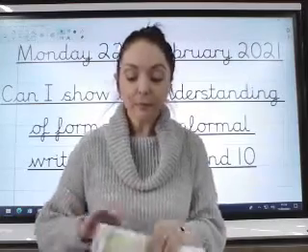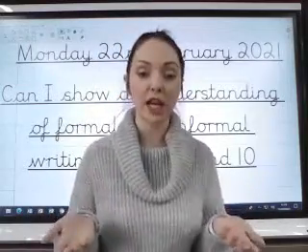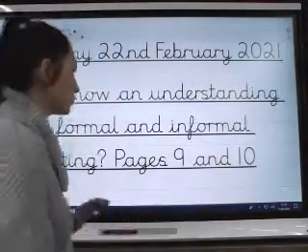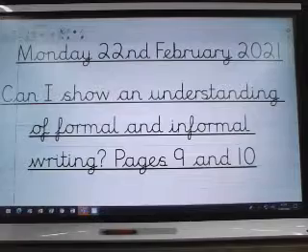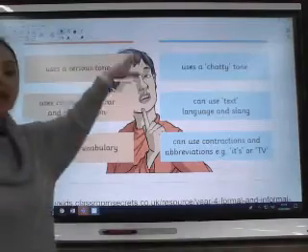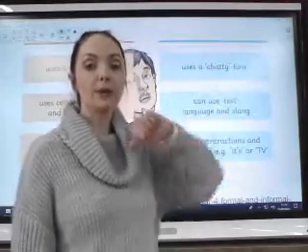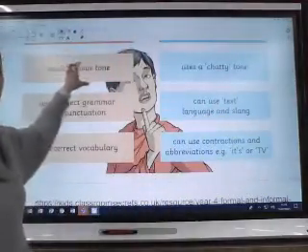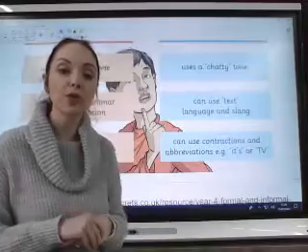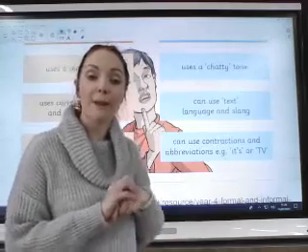Before we even get started on the work in our book, I want to go over with you what formal and informal language is and how we can spot it, and when we use them, because we use them at different times. So let's have a look. Formal is using a serious tone, whereas informal is using a chatty tone. Serious is probably when you're speaking to somebody quite important, about something quite serious, whereas informal would be when you're speaking to a friend or a family member.